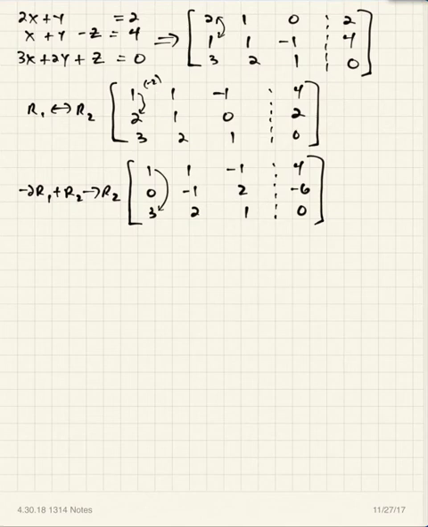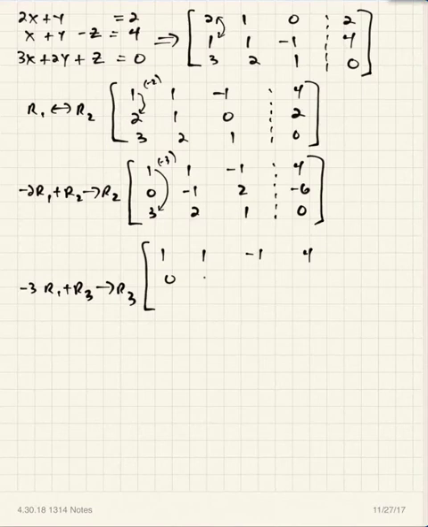Now I need a 0 here, so I'm going to multiply by negative 3. So negative 3 times row 1 added to row 3. Put it in place of row 3. So 1, 1, negative 1, and 4. 0, negative 1, 2, negative 6. And then I've got negative 3 times 1 is negative 3. Add to 3, I get 0. Negative 3 times 1 is negative 3. Add it to 2, I get negative 1. Negative 3 times negative 1 is 3. Let me make sure I did that right. Add to 1, I get 4. Negative 3 times 4 is negative 12. Add to 0, I get negative 12.